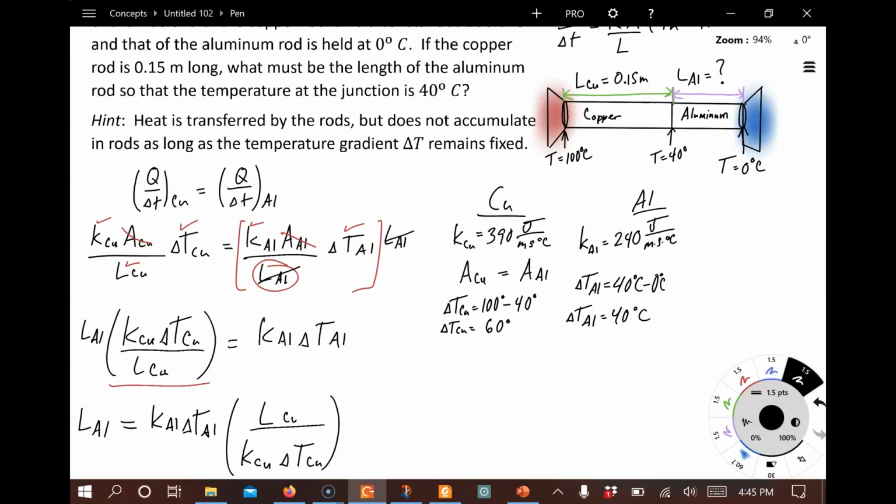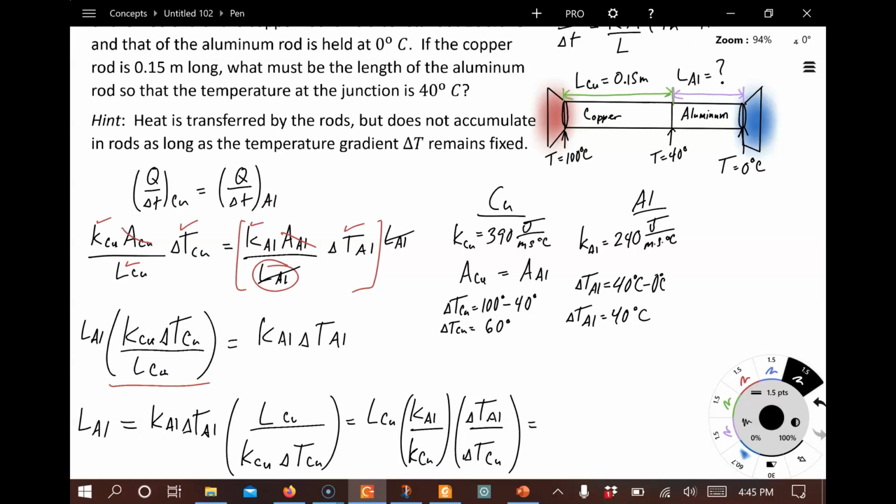And in fact, let's just rearrange this a little bit. So this is L for the copper, and I'm going to do a ratio of the two thermal conductivity constants and a ratio of the temperature changes. And why did I do the ratio? Well, since they have the same units in the ratio, all I need to do is plug in the numbers, and the units are the same, so they're going to cancel.